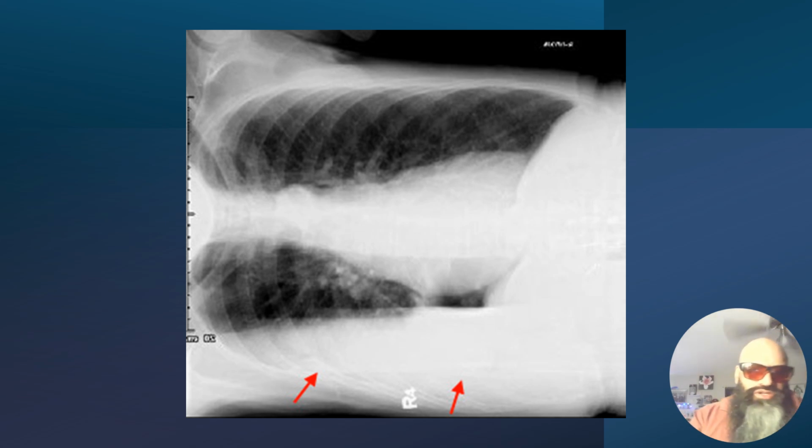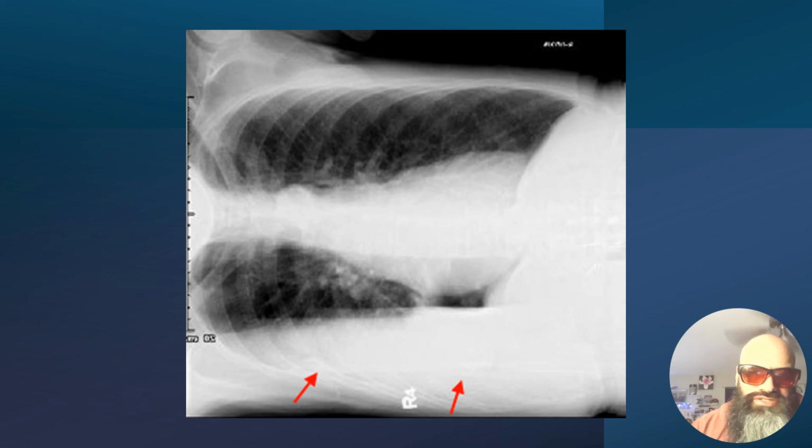This is another example here. So decubitus is a fancy word for you're basically lying down. So it's a PA view with the patient lying on their side. It's very helpful to help us differentiate between different types of fluid or viscous substances found within the pleural space.